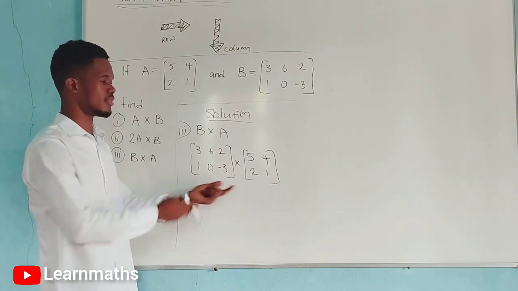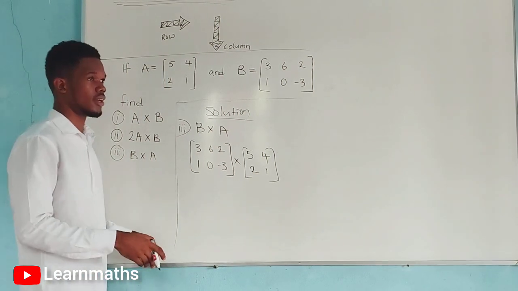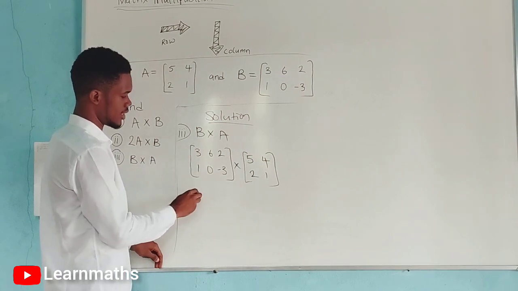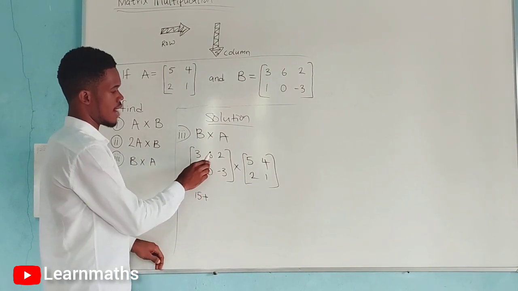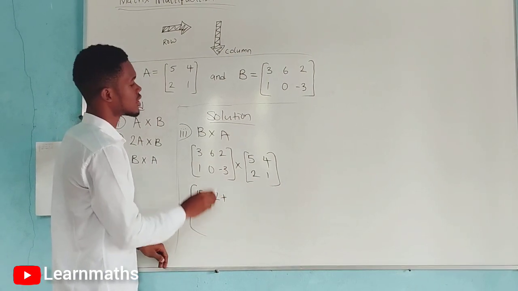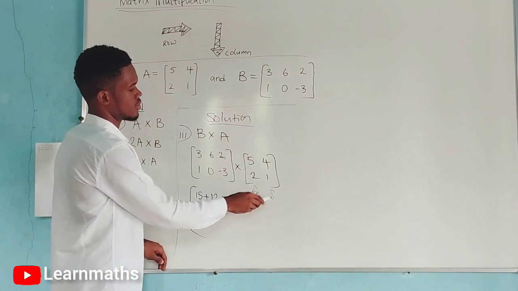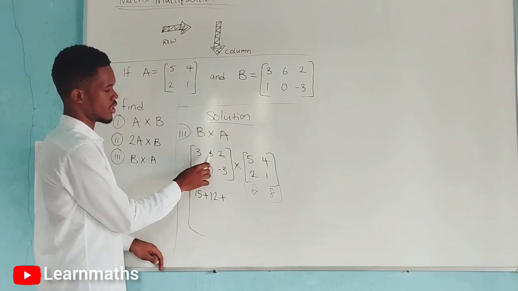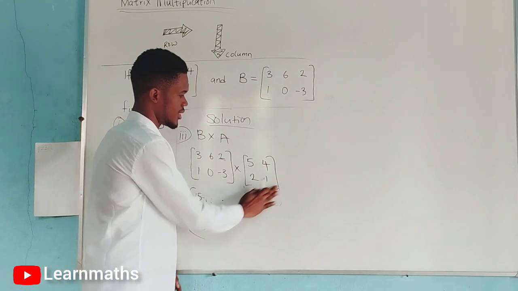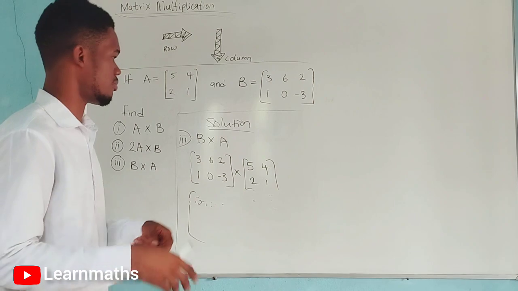This matrix and this matrix are not compatible for multiplication. The reason being that if I multiply 3 with 5, that is 15, right? Plus I multiply 6 with 2, that is 12, plus what am I going to multiply this 2 here with? There is no number here, right? There is also no number here. So this multiplication cannot hold. So I think that will be all for matrix multiplication.